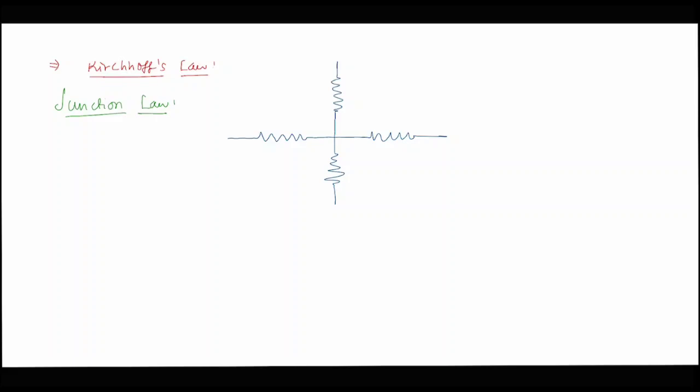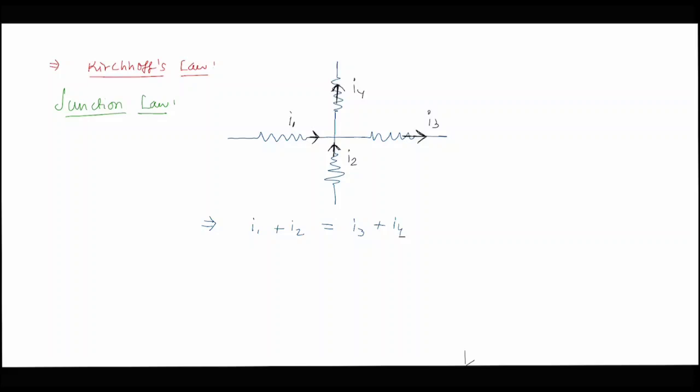I am calling this branch as carrying current I1. This branch is, suppose, carrying current I2, then this branch is carrying current I3, and this one is carrying current I4. So the amount of current entering at a node, or the junction, is equal to the amount of current leaving the junction, and hence from a very simple logic I can say that I1 plus I2 is going to be equal to I3 plus I4.